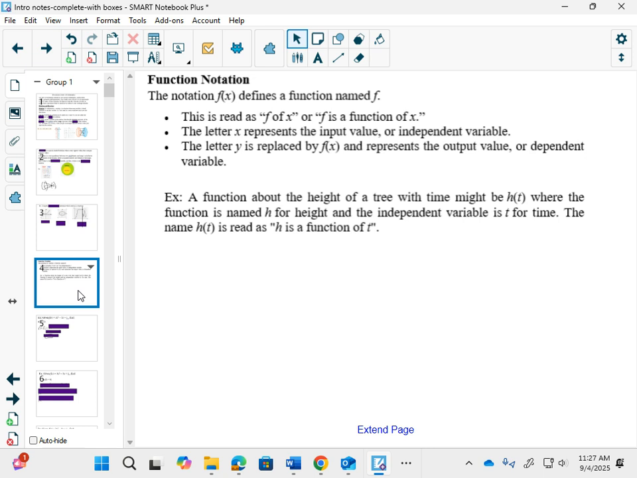Function notation, we write f of x. You've seen that before. That's sort of the same idea as y. Sometimes you have an equation that's y equals. Sometimes you write f of x equals. The f of x is the function notation. The x is your input. And f of x as a whole thing is your output, or your dependent variable.